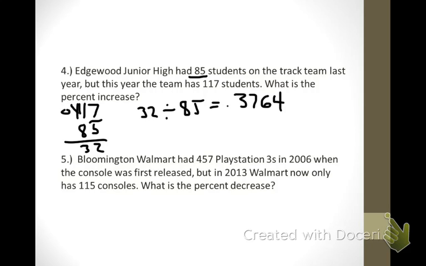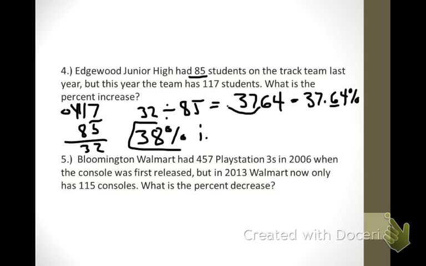I move my decimal place over 2 places, so that's going to give me 37.64%. And then now I need to round to my nearest whole percent, which would be 38%, because that 6 is going to cause that 7 to round up. So it's a 38% increase, because we went from 85 to 117.